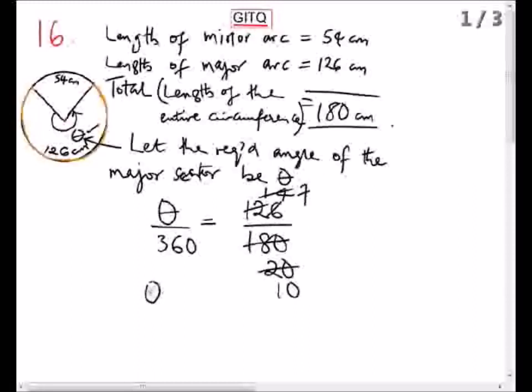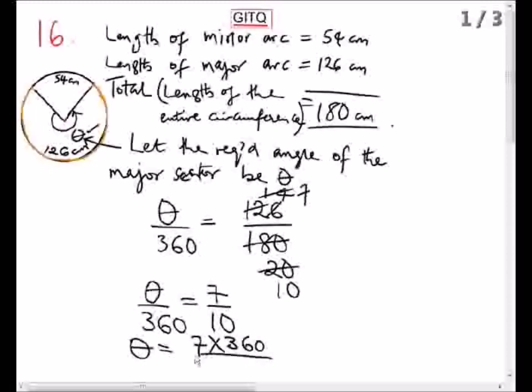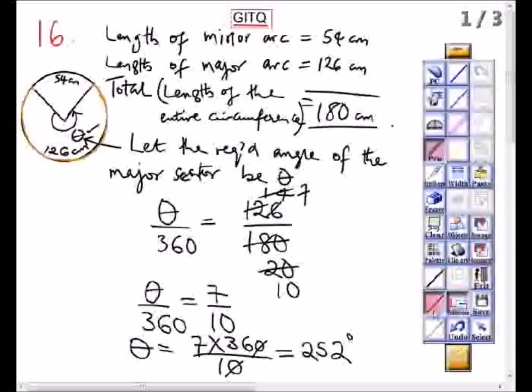Now we write theta over 360 equals 7 over 10. And of course, theta, by multiplying both sides by 360, will give us 7 times 360 over 10. Of course, the zeros cancel out, so that we have theta giving us 7 times 36, which gives us 252 degrees. And of course, this is our final answer.